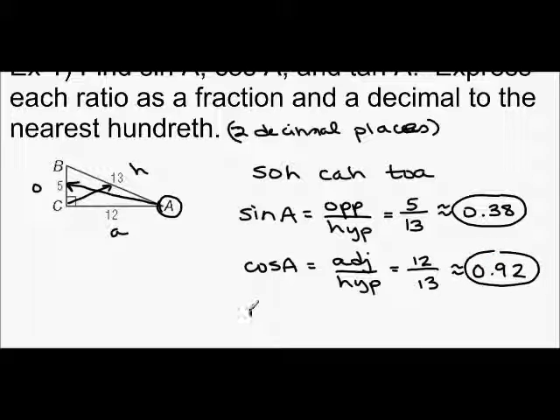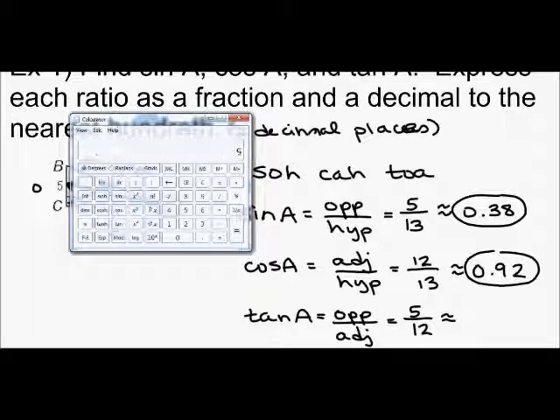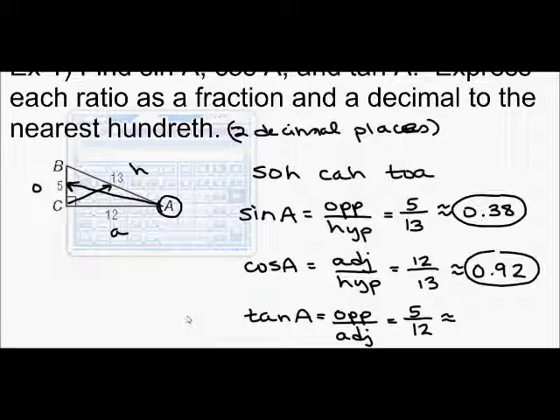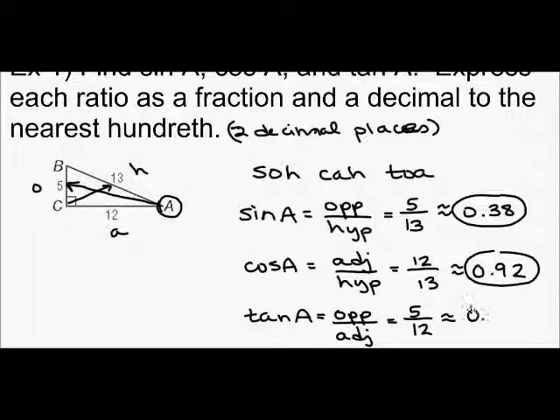Okay, last, we want to find tan A. Tan is opposite over adjacent. Opposite is 5. Divide by adjacent is 12. To 2 decimal places, 5 divided by 12 is 0.42. Round appropriately. Okay, so that is my answer for example 1.